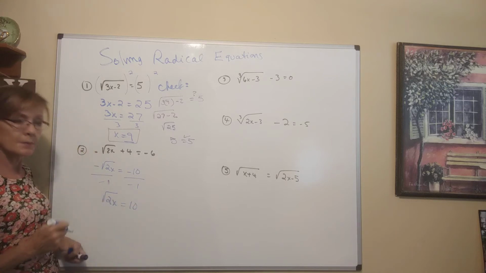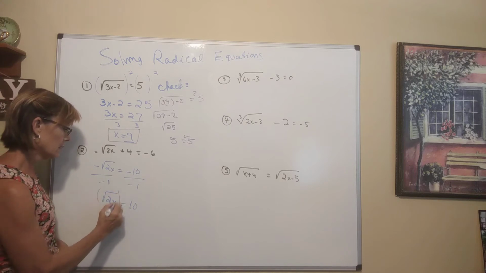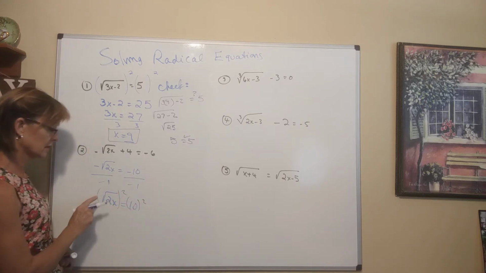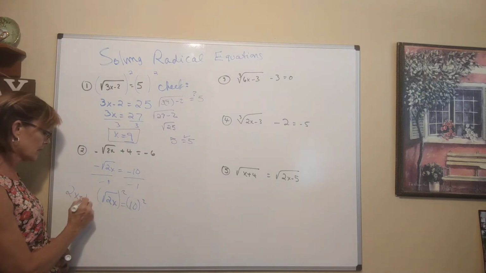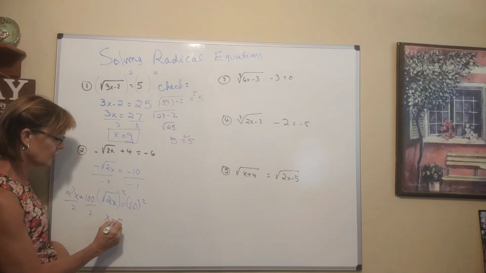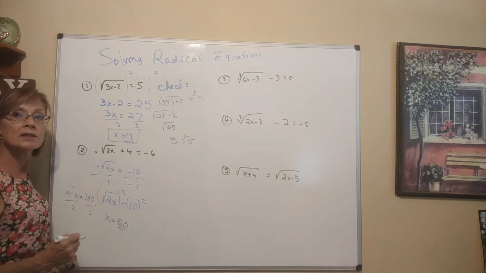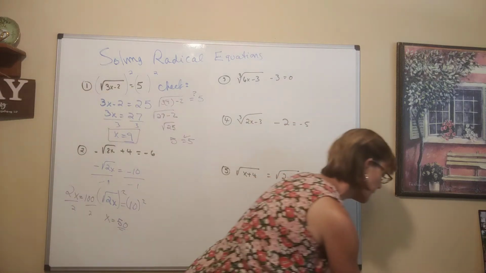Now, I'm ready for step 2. Raise both sides by the power of the index, or square both sides of this equation. The square root of something squared is just that something. 10 squared is 100. Divide both sides by 2. We get that x is 50. This is what we think our solution is. We've got to do the check. So let's do that real quick. Here's my check.